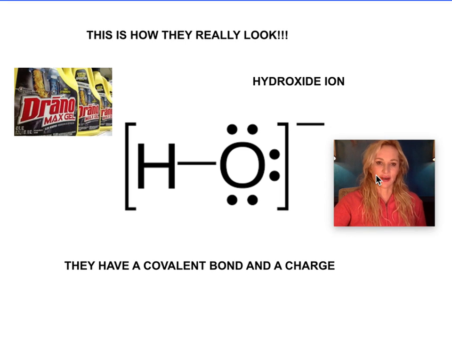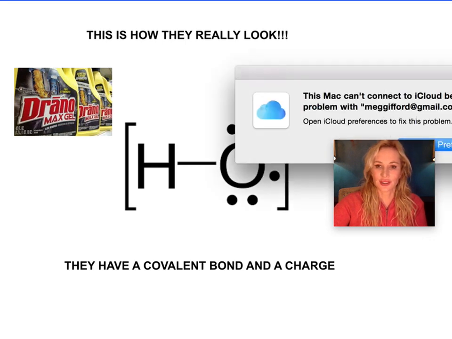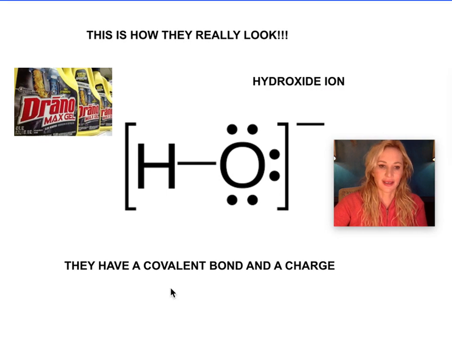So the hydroxide ion is commonly found in Drano. It's usually sodium hydroxide or potassium hydroxide, and it is poisonous to us. So that's why with Drano, they typically want you to wear goggles and gloves when you're using it. Also notice that it has a negative charge, and they typically put it in brackets in inorganic chemistry or beginning chemistry. And then it shows that it has a covalent bond, which is a line that just means it's sharing 2 electrons. We'll talk about this later. This is a Lewis structure.